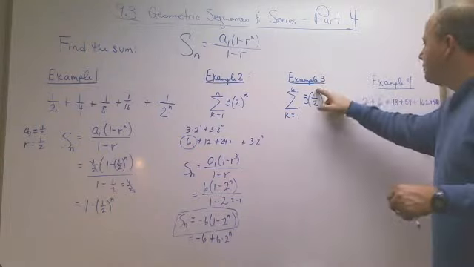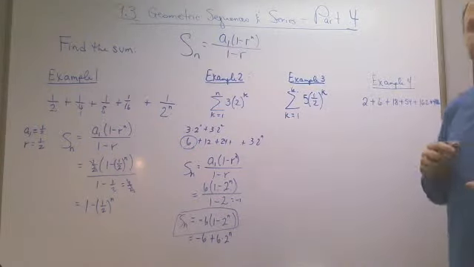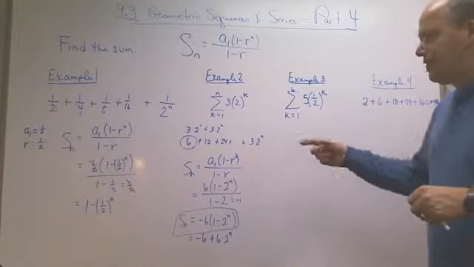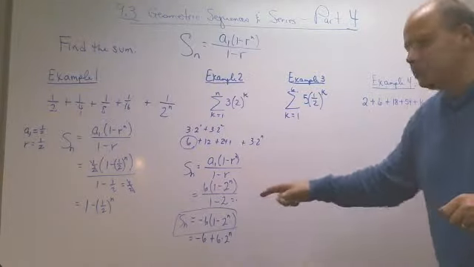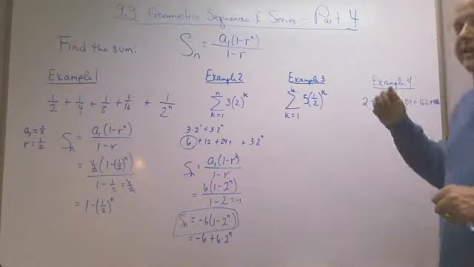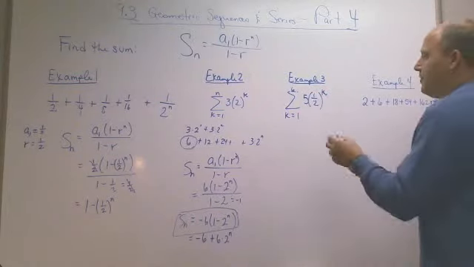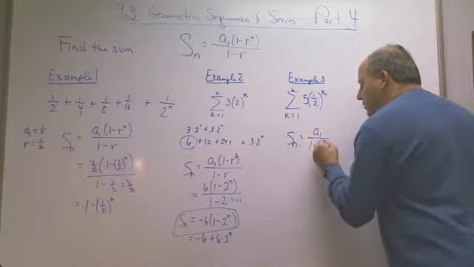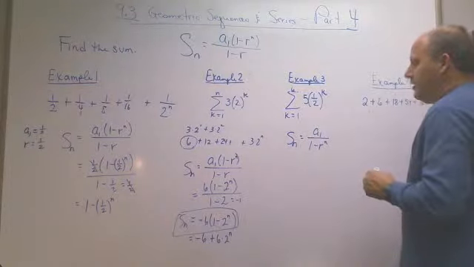Now, examples 3 and 4 are given to you, and your answer will be a tangible number. So the good news is we don't have to worry about formulas involved as a result. We just get an answer. So it's going to be S of n equals a sub 1 over 1 minus r to the n. That's not right.